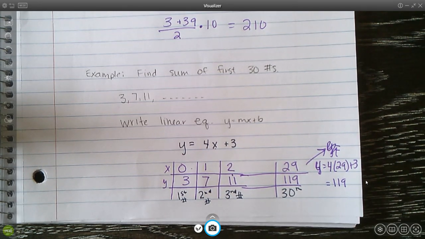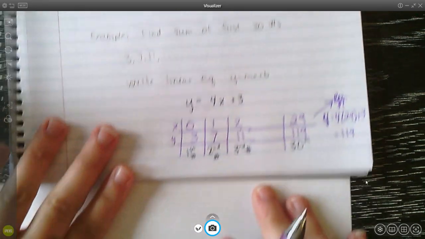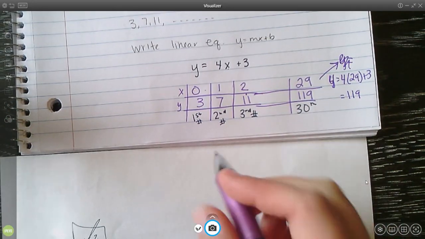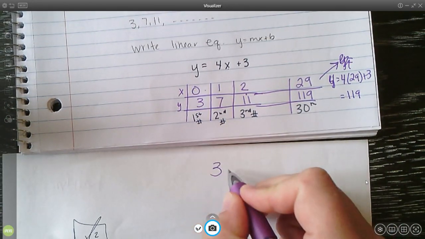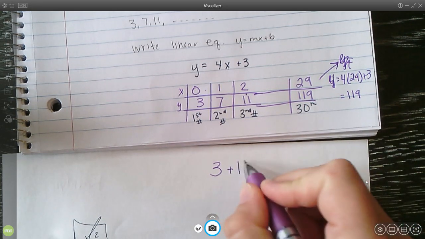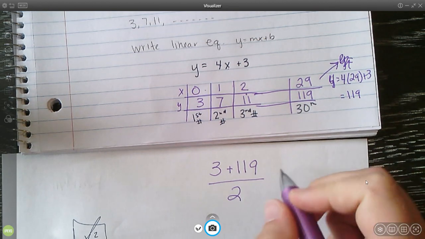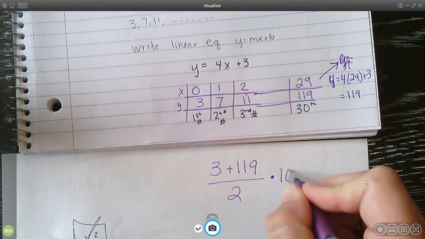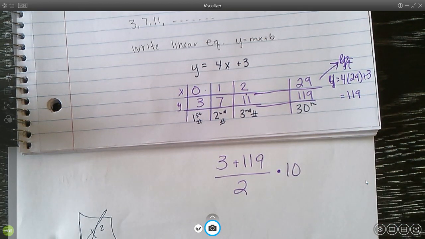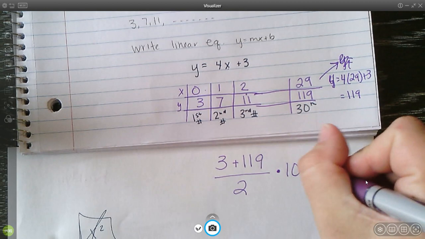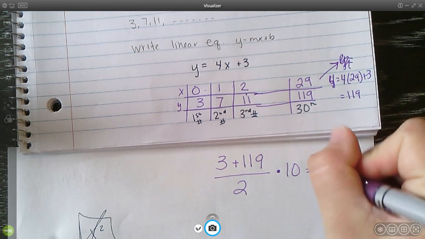And then to solve, now we actually have to find the sum. So we take our first number, which is 3, add it to our last number, which is 119. We're going to divide it by 2, and then you multiply by 10. So 3 plus 119 divided by 2 times 10 gives you 610.